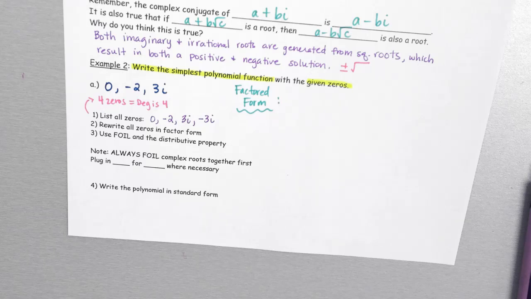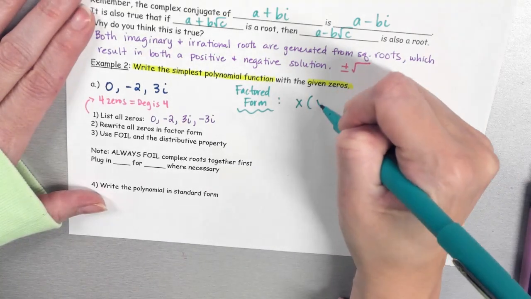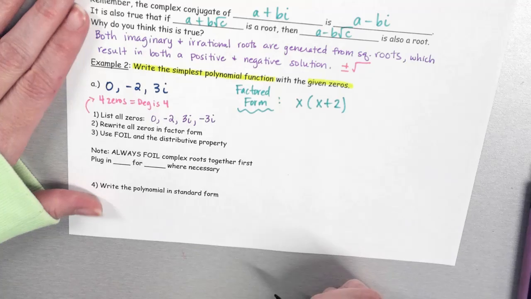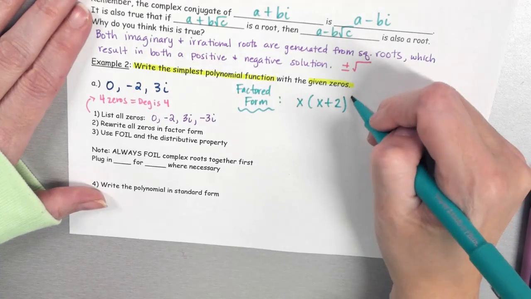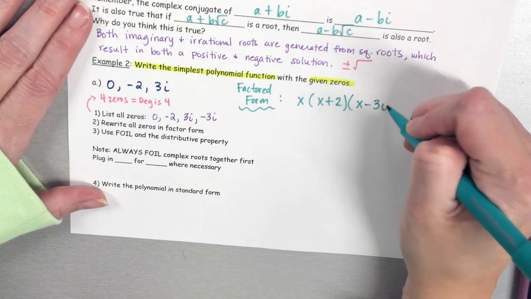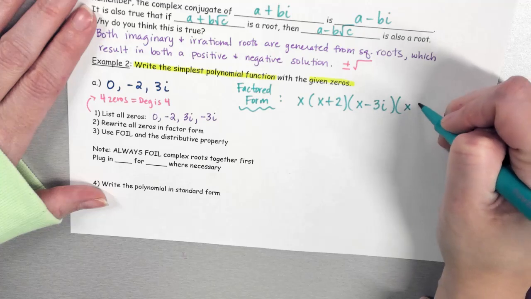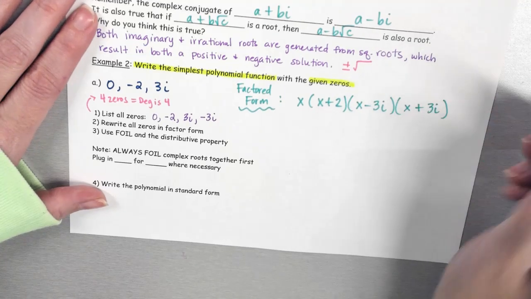Okay, so if you have 0, remember we said that could just be x. If you have -2, that's x minus negative 2 or x plus 2. Okay, and then if you have 3i, it's x minus 3i. And if you have negative 3i, x minus a negative is going to be plus a positive.